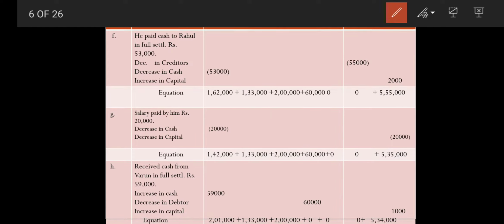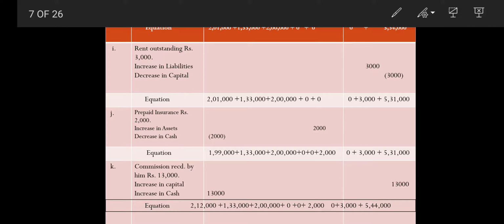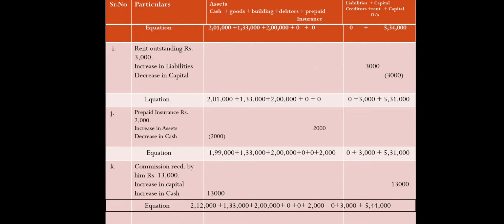Now next comes rent outstanding. So under this rent outstanding, rupees 3,000. This is an important factor. You have to concentrate on this. Rent outstanding. What do you understand by the word outstanding? Outstanding means yet to be paid. So expenses are already done, but the amount is yet to be paid.